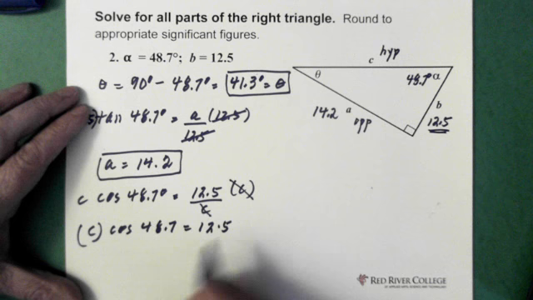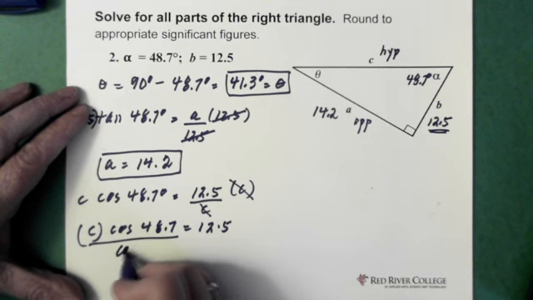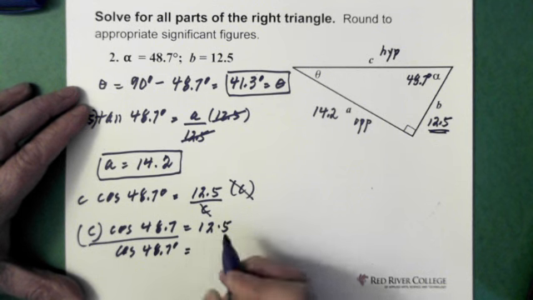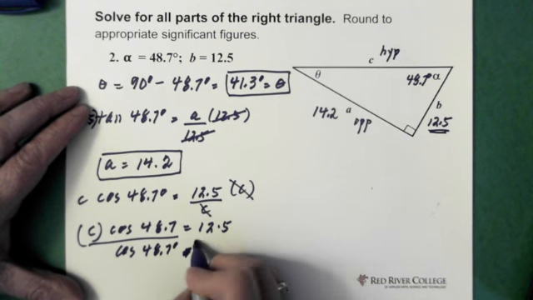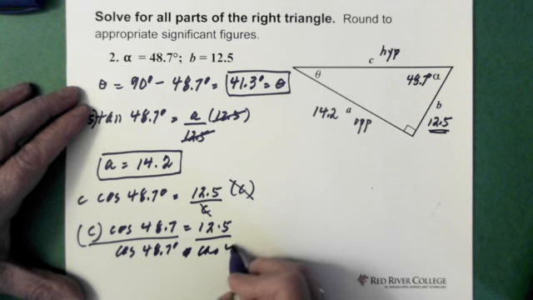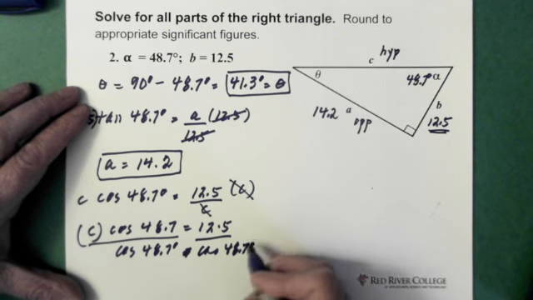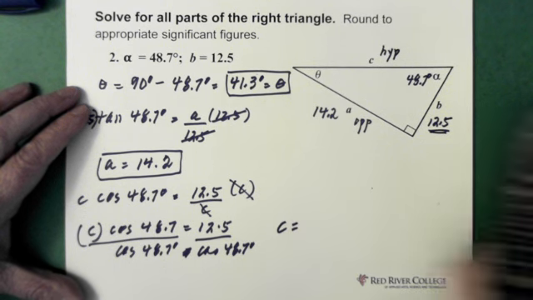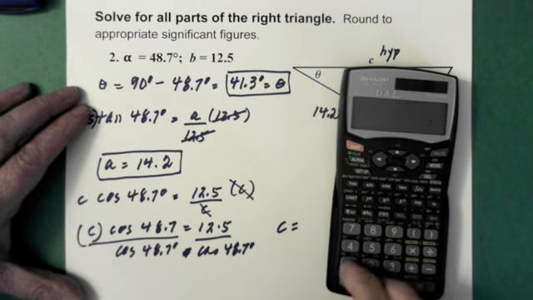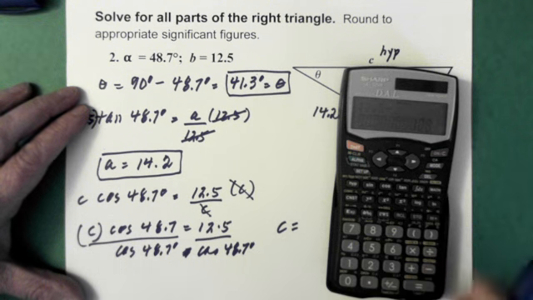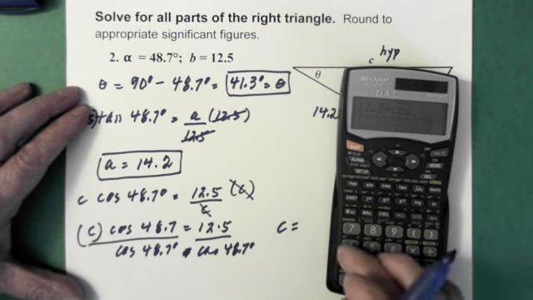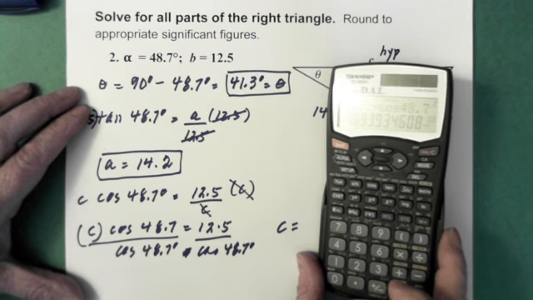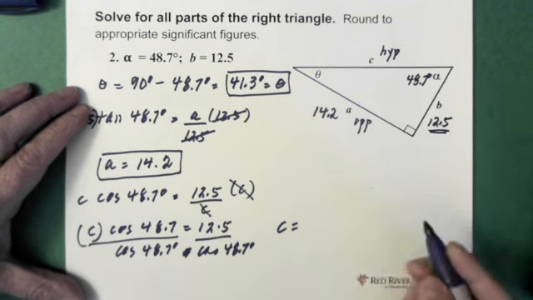Now again, we want C by itself, so we divide by the cos of 48.7 degrees. C equals 12.5 divided by cos 48.7 equals 18.9.